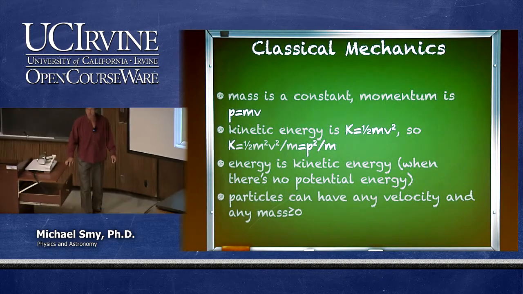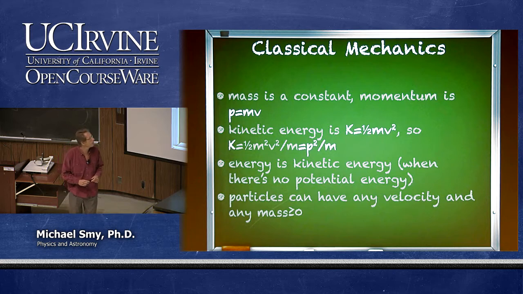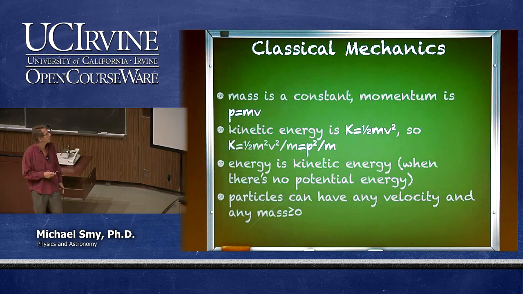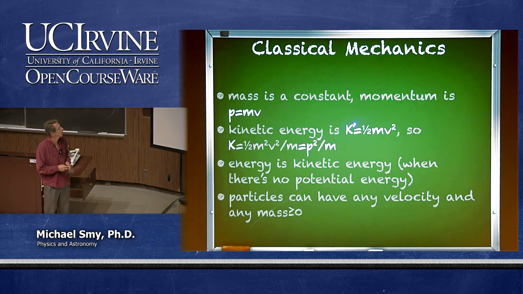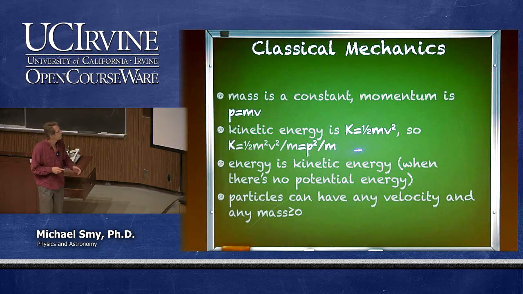I have chosen in the layout of this class to not cover special relativity, but we cannot avoid it completely. So in 2 slides, the differences between classical mechanics and special relativity. So in classical mechanics, the mass of a particle is a constant, and the momentum is this constant times the velocity. And we can get a kinetic energy for that particle by forming the product of 1/2 the mass and the velocity squared.